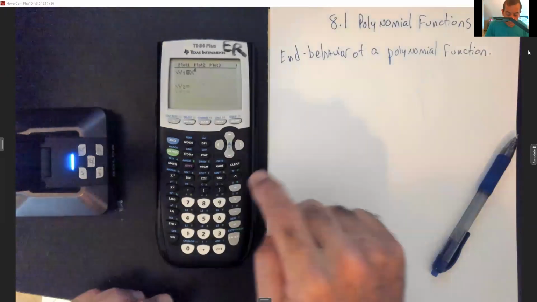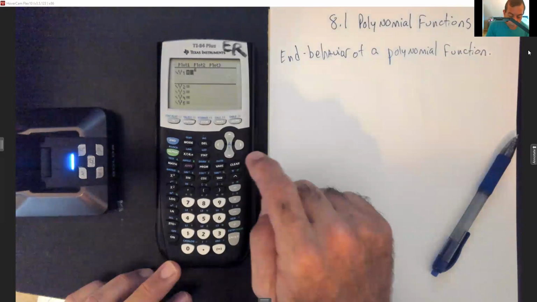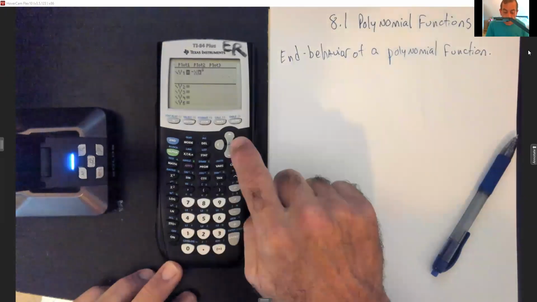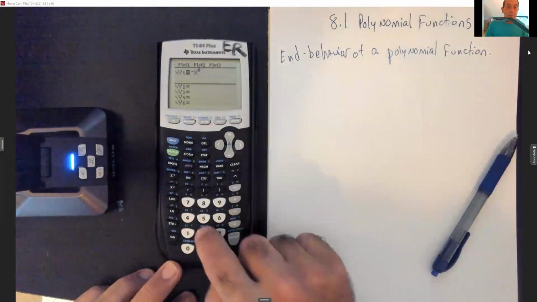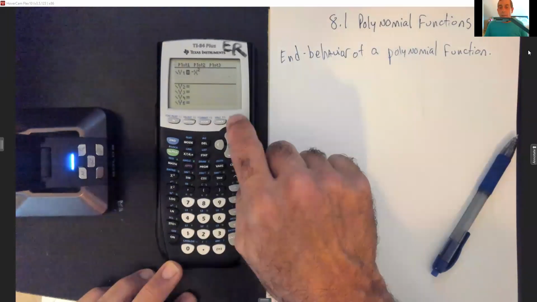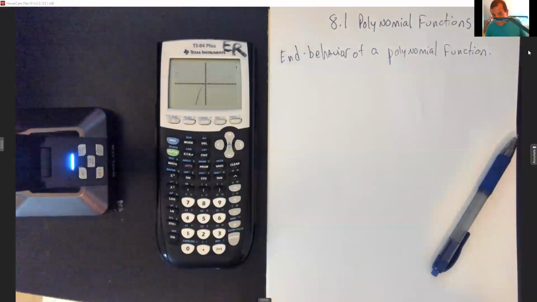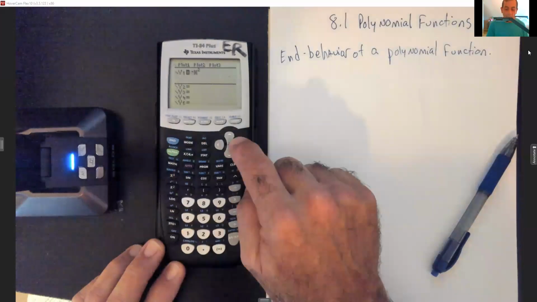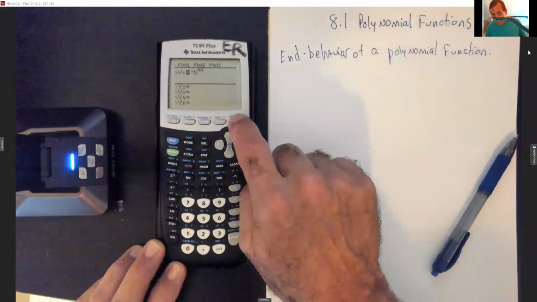Now, if we were to put a negative in front of that and change my exponent to a 2 and graph that, remember this is going to flip it over. It's also true if that's a 4. It'll still flip it over and have the same look.